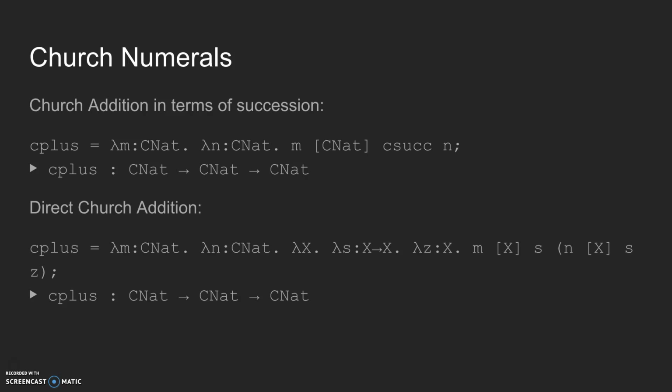We can also do different forms of arithmetic. We could do church addition in two different ways. The first method has us using succession that we just previously defined in order to define addition. We can also define church addition more directly without using succession.